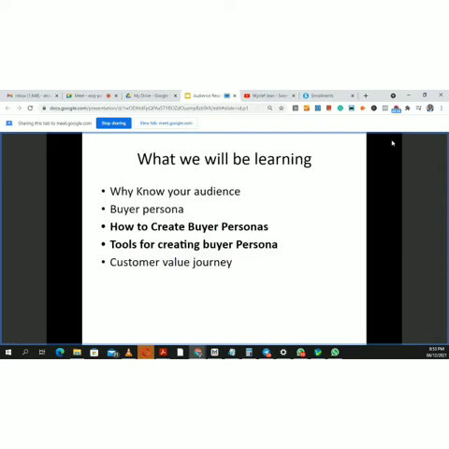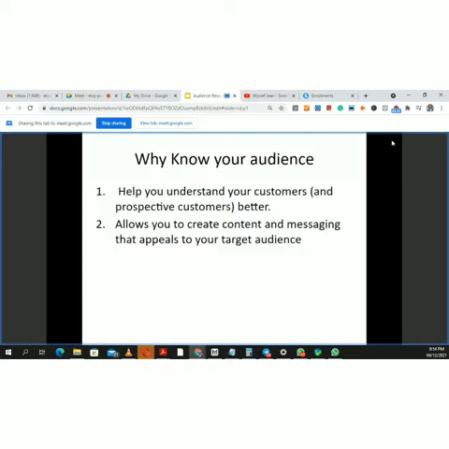So today, what we are going to critically learn is knowing who the audience are, your buyer persona, how to create your buyer personas, the tools for creating your buyer personas, and the customer value journey. This is a process of knowing from the awareness stage to purchase stage to raving fans. You will see everything in this course, on this module, and it's going to be very interesting and captivating.